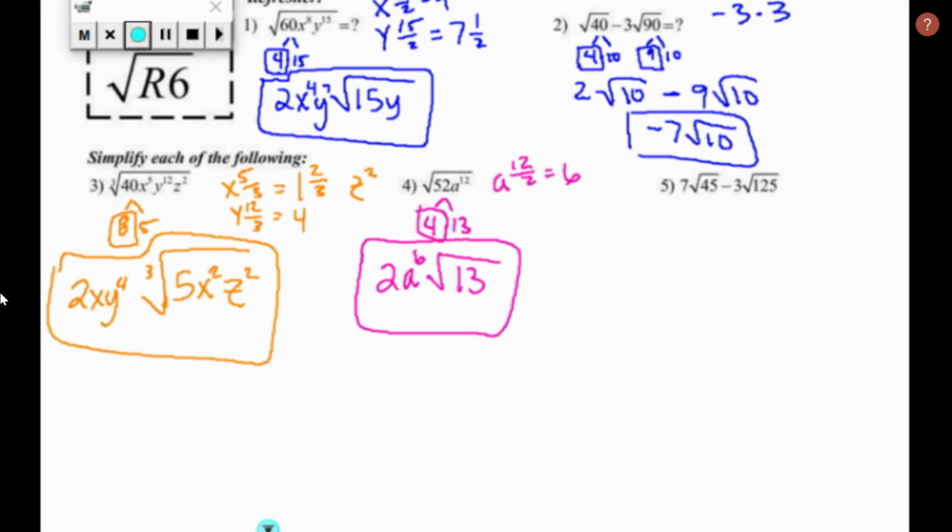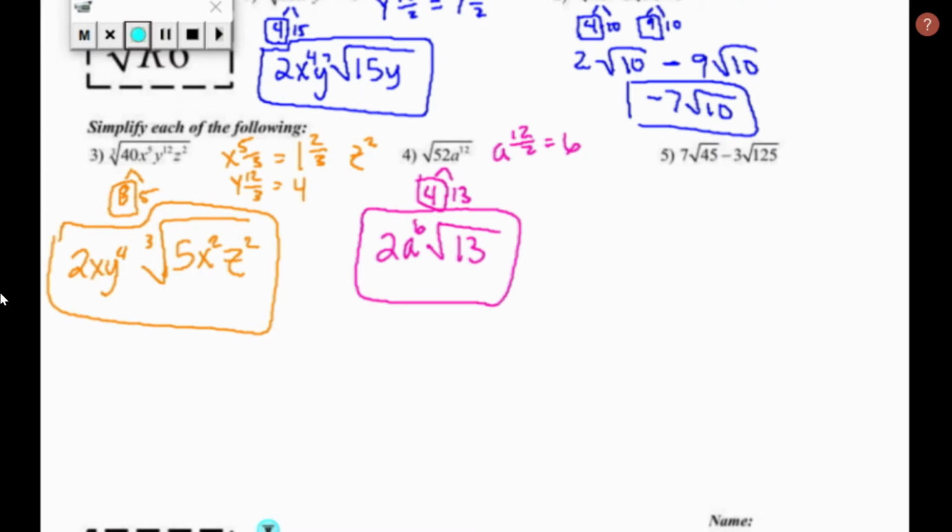Number 5, again, we're still going to break this down. If I were to break 45, I'm going to have 9 times 5. 9 is my perfect square, so that means I'm going to bring a 3 out to the front. So out front now I have 7 times 3, and whatever's left of my radical. So I have 21 root 5. And as I'm going to the second one, my goal is I end up with a 5 on the inside. So 25 times 5 is going to get me 125. 25 is the perfect square. One of those 5's comes to the outside.